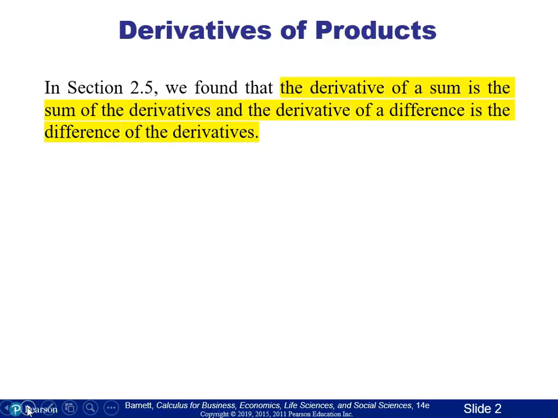Okay, we've looked at several derivative rules, and one of those rules says that the derivative of a sum is the sum of the individual derivatives, and the derivative of a difference is the difference of those individual derivatives. While that is true, we want to see how it translates into talking about products and quotients today in this section.